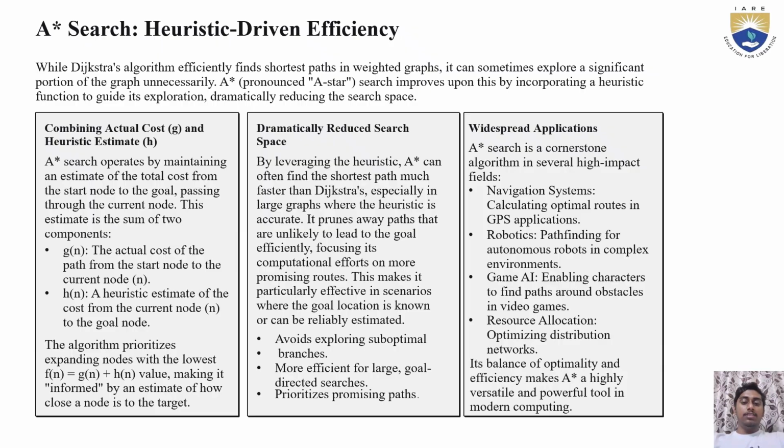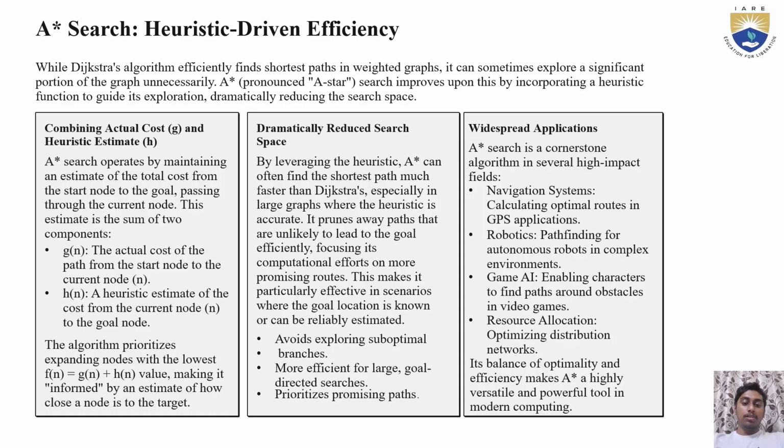By leveraging the heuristic, A star can often find the shortest path much faster than Dijkstra's, especially in large graphs where the heuristic is accurate. It prunes away paths that are unlikely to lead to the goal efficiently, focusing its computational efforts on more promising routes.